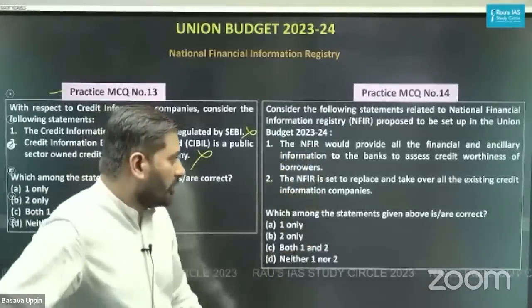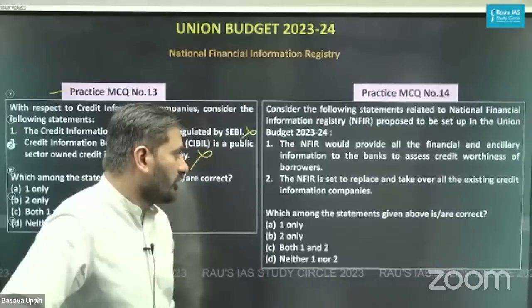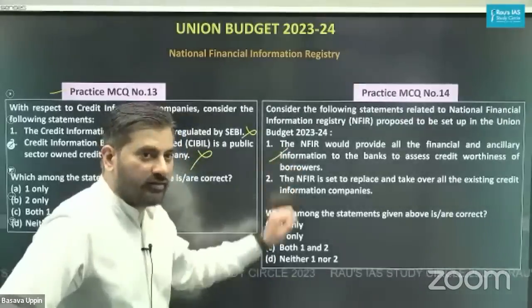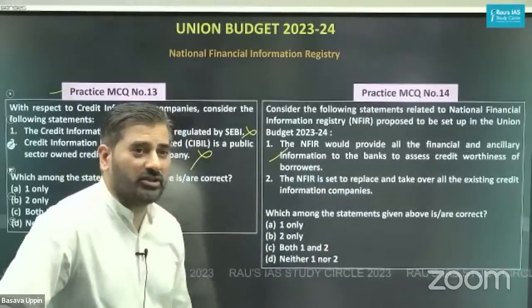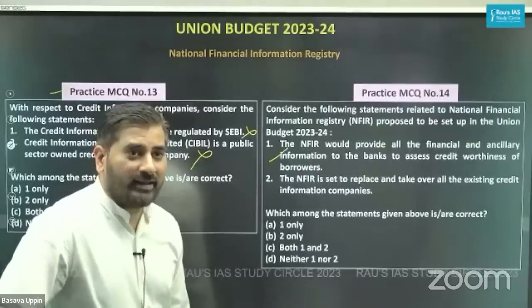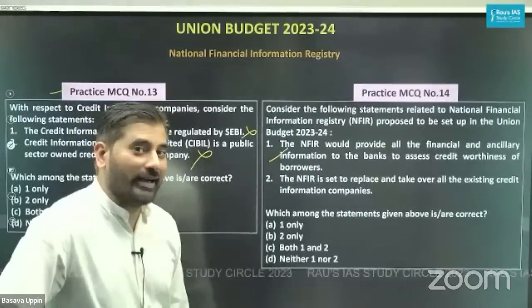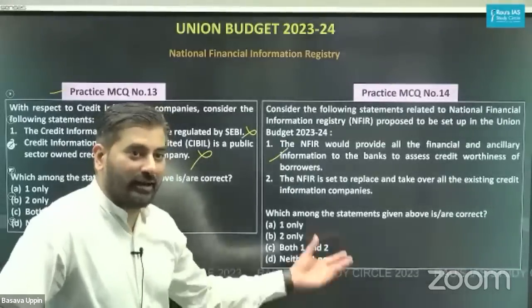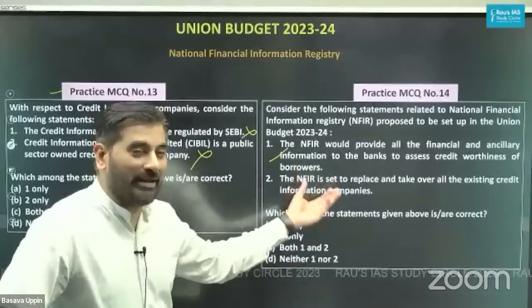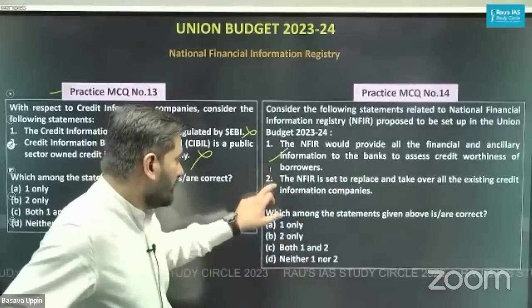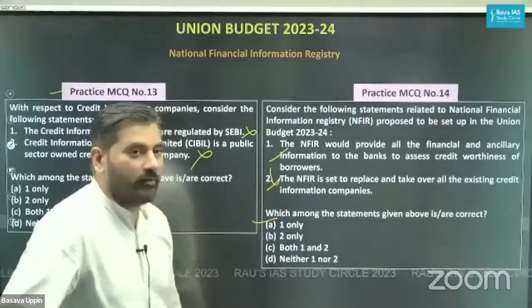The NFIR would provide all the financial and ancillary information to the banks to assess the creditworthiness of the borrowers. NFIR is set to replace and take over all the existing credit information companies. Did I say that? No, right? If it was that important, I would have said that. So this is the kind of confusion which UPSC creates in your mind by coming up with a statement which is a very random statement. So this is incorrect. So the right answer is 1 only.